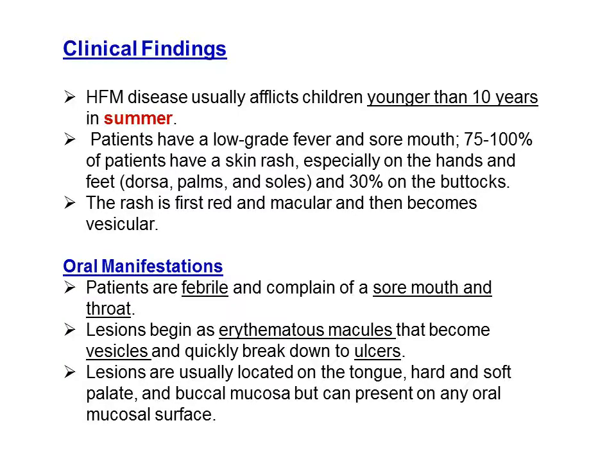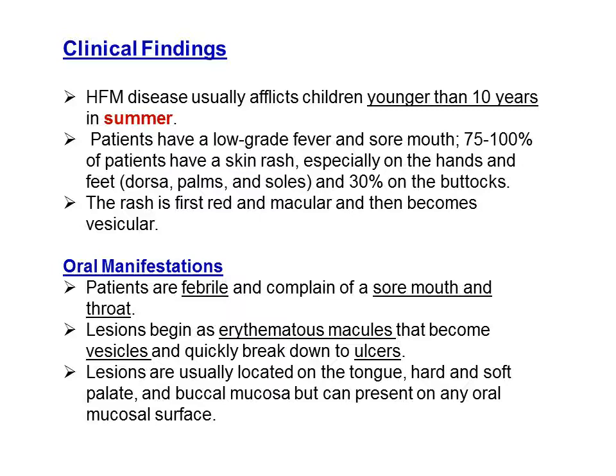Hand, foot, and mouth disease is usually seen in children younger than 10 years of age in summer. Patients present with low-grade fever and sore mouth. They develop a skin rash, especially on the hands and feet, dorsal, palm, and sole. About 30% of patients are seen with a skin rash. The rash is first red, then macular, and then becomes vesicular.